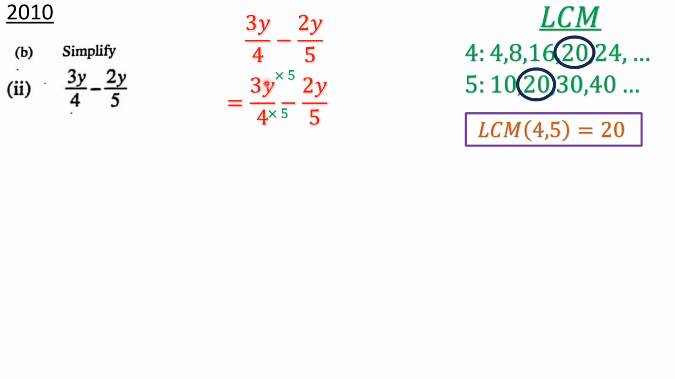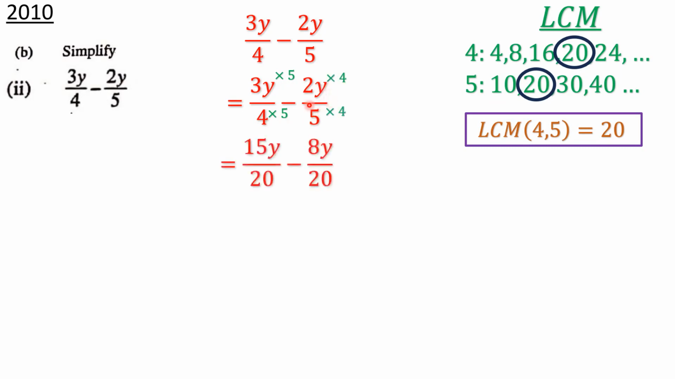And so whatever we do to the bottom, we must do to the top. And so we have 3y multiplied by 5 and 4 multiplied by 5. Okay, now we go on to the other side. What times 5 gives us 20? That's definitely going to be 4. So we multiply the top and the bottom by 4.